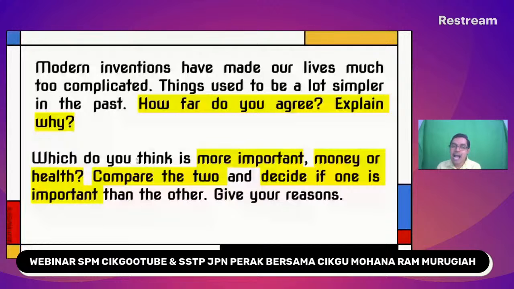The past. How far do you agree? Explain why. So how far do you agree? You can agree till the end, or you can choose to agree to a certain extent and disagree to a certain extent. In your first paragraph, you have to make it clear whether you completely agree or you only agree to a certain extent. If you say you agree to a certain extent, you say there are some parts that you do not agree with. So you can write your first paragraph introduction.